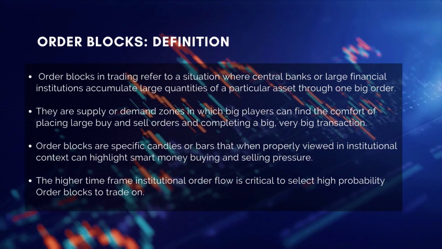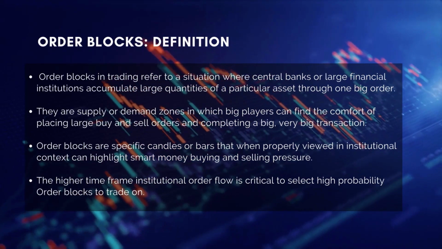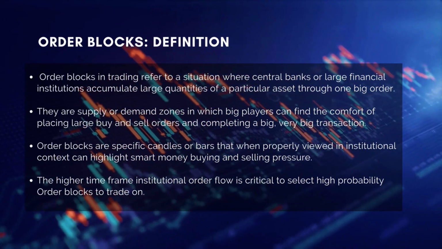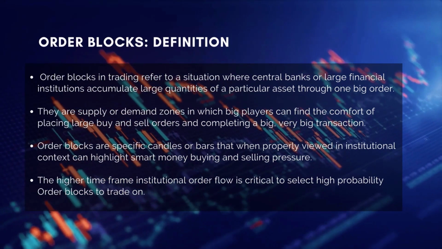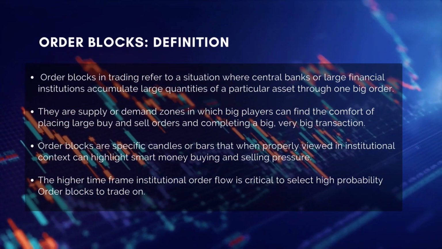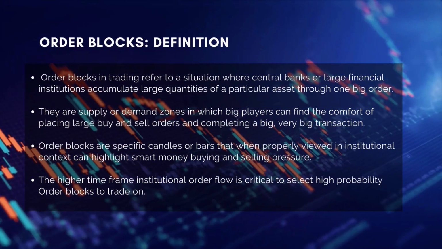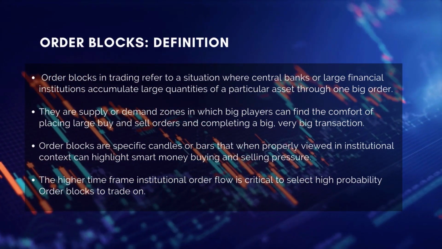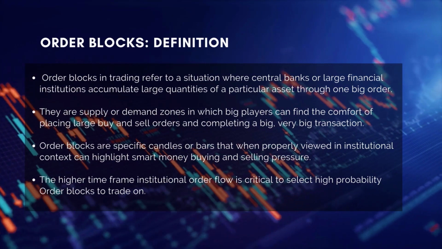Order blocks are specific candles or bars that, when properly viewed in institutional context, can highlight smart money buying and selling pressure. The higher time frame institutional order flow is critical to select high probability order blocks to trade on.